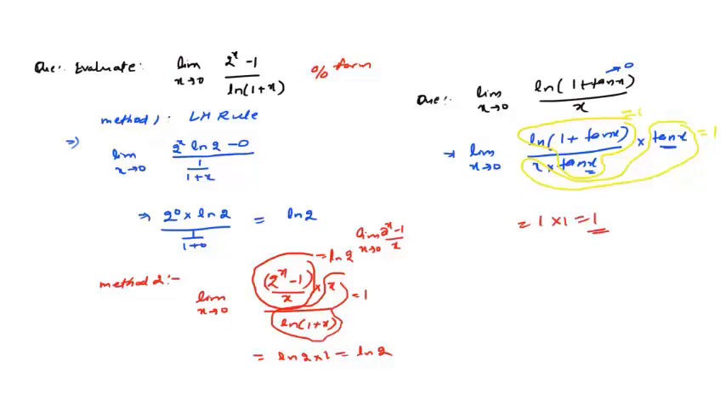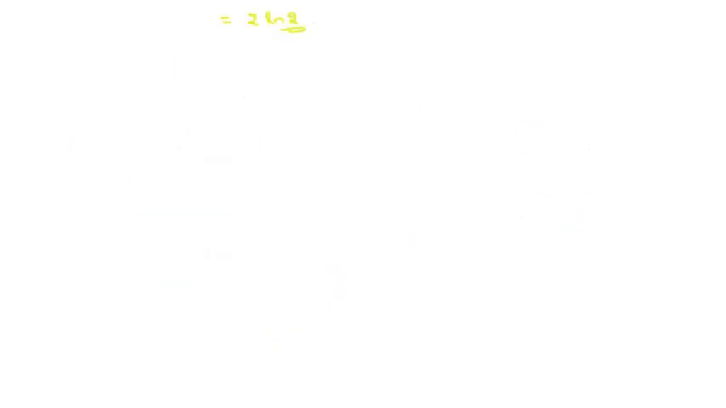Okay, so now moving on to the next question. Limit x tending to 0, e raised to power alpha x minus e raised to power beta x whole divided by sine of alpha x minus sine of beta x.